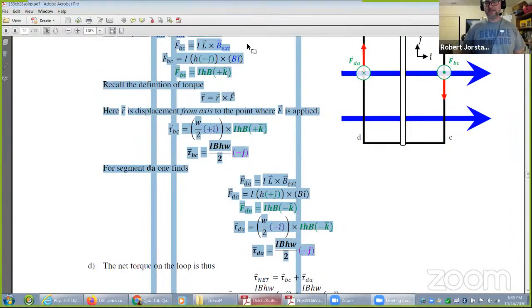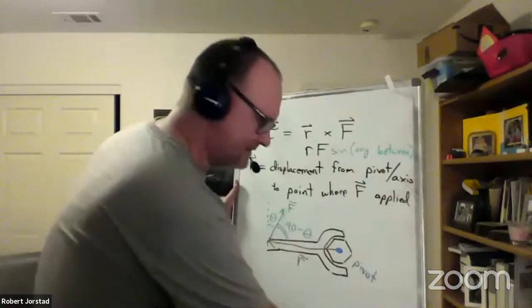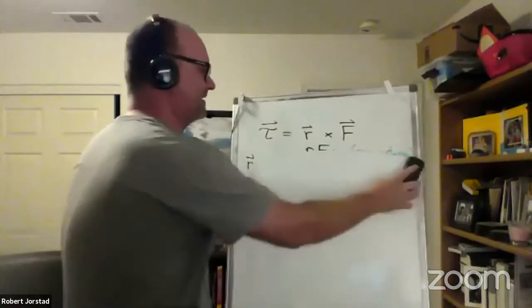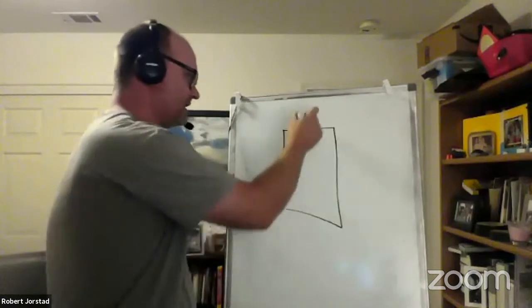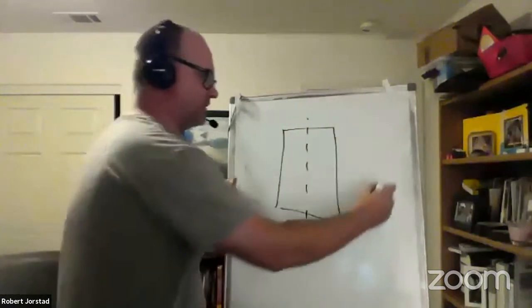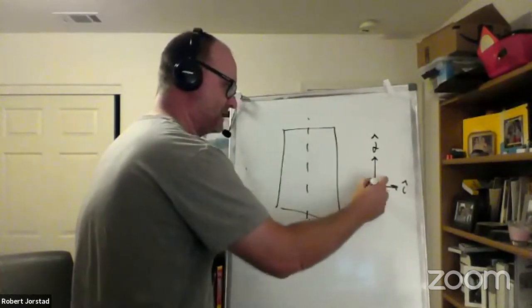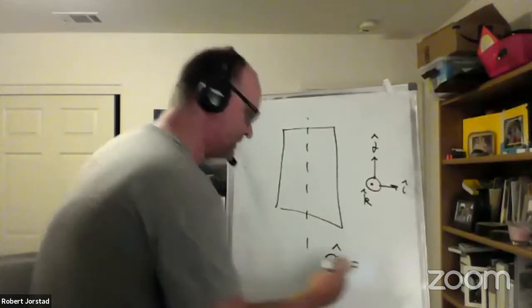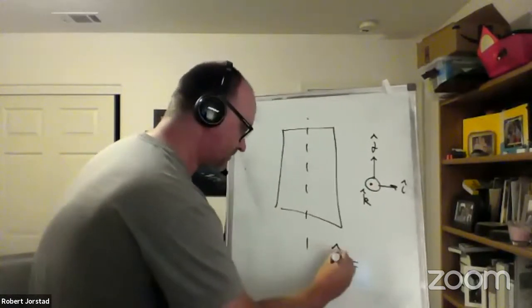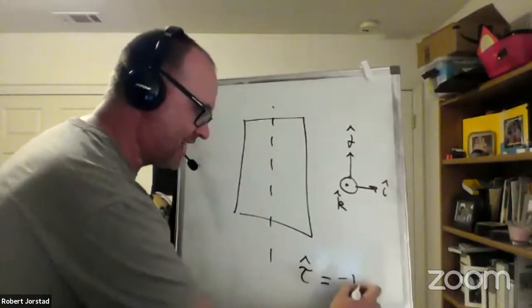Now, wait a minute. Negative j hat? What? Is that right? Let's look at it. We better get our coordinate system up here if we're going to understand anything. Here's a loop of wire. Here's an axle right here. And I just told you this way is i hat, this way is j hat, and this way is k hat. And then I told you in the end, the torque direction, torque hat means torque direction. I just said it's negative j hat.